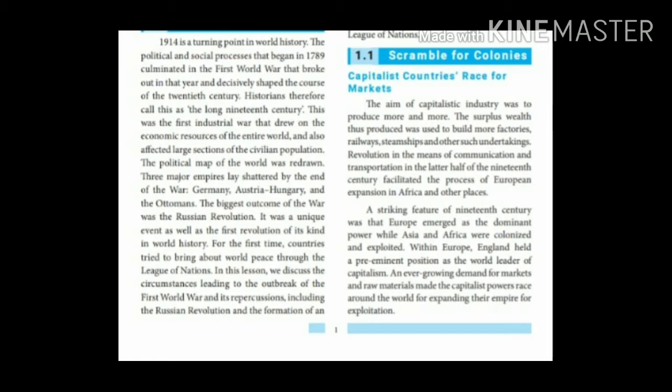The political and social processes that began in 1789 culminated in the First World War that broke out in that year and decisively shaped the course of the 20th century. Historians therefore call this the long 19th century. This was the first industrial war that drew on the economic resources of the entire world and also affected a large section of the civilian populations. The political map of the world was redrawn. Three major empires lay shattered by the end of the war: Germany, Austria-Hungary, and the Ottomans.